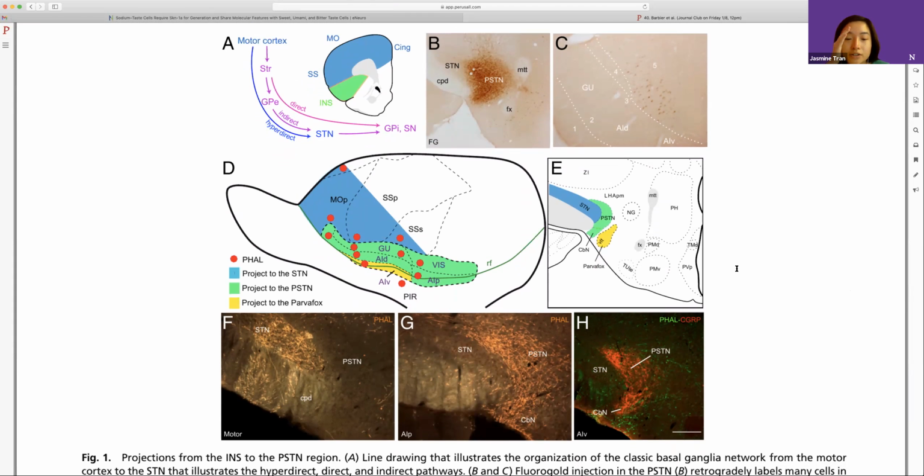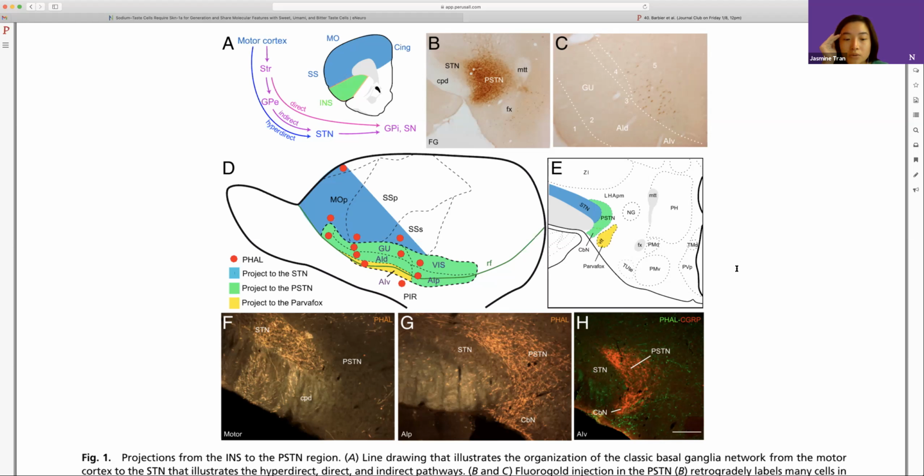A specifically shows a drawing that shows how the basal ganglia network is set up in the motor cortex to the STN, and the arrows depict the 3 different pathways. The pink arrow would be direct, purple is indirect, and the blue would be the hyperdirect.